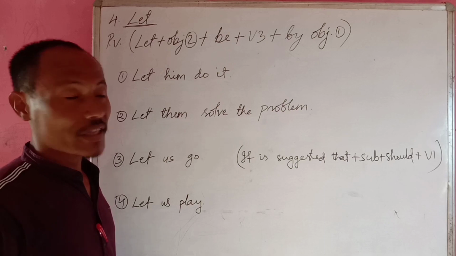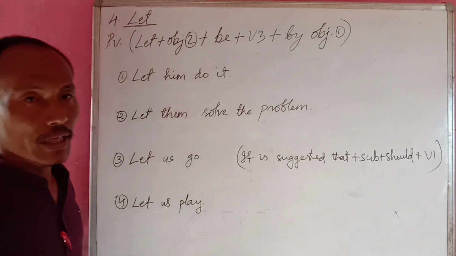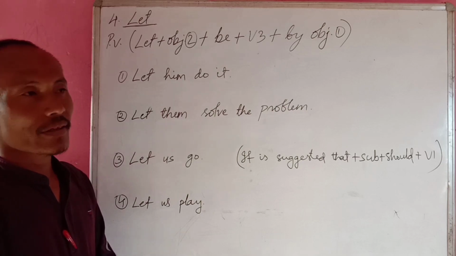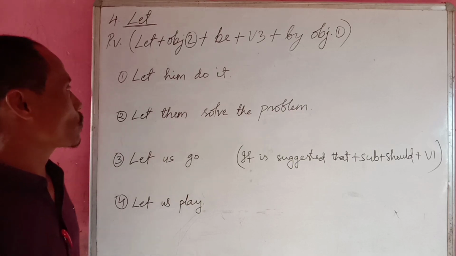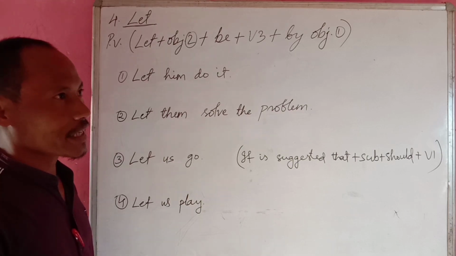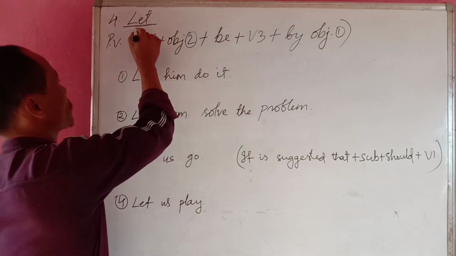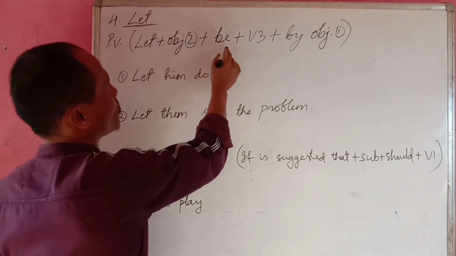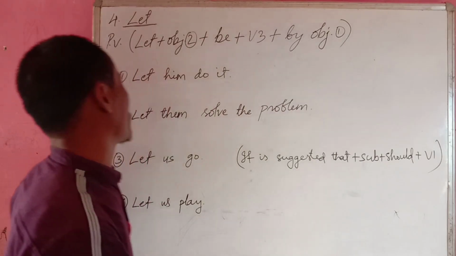Next one, that is let sentences. That is, if the sentence is beginning by let, then we have different rules. That is, in order to change the let sentences into passive voice, we have different rules. This is the rule: Let plus second object plus be plus third form of the verb plus by first object.